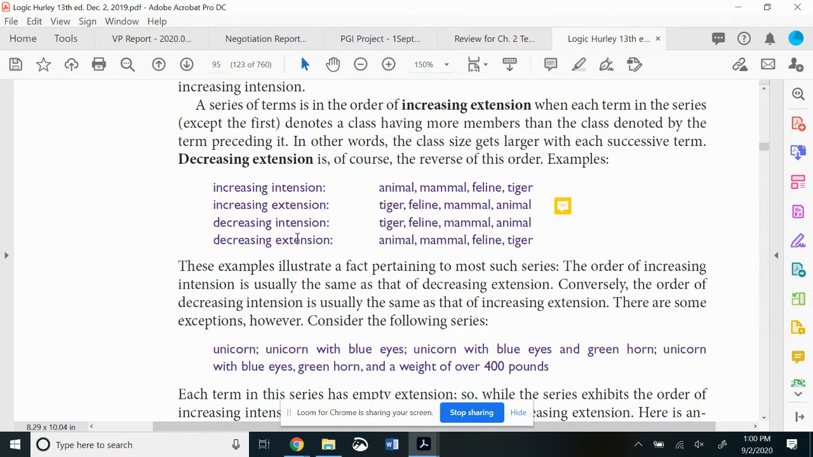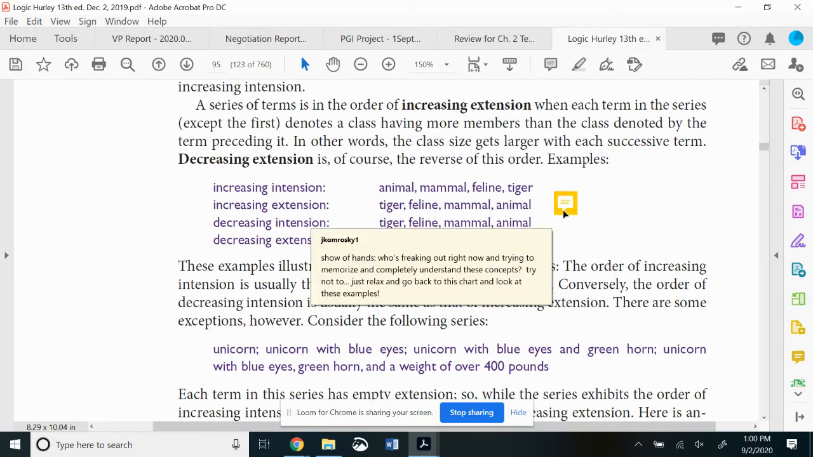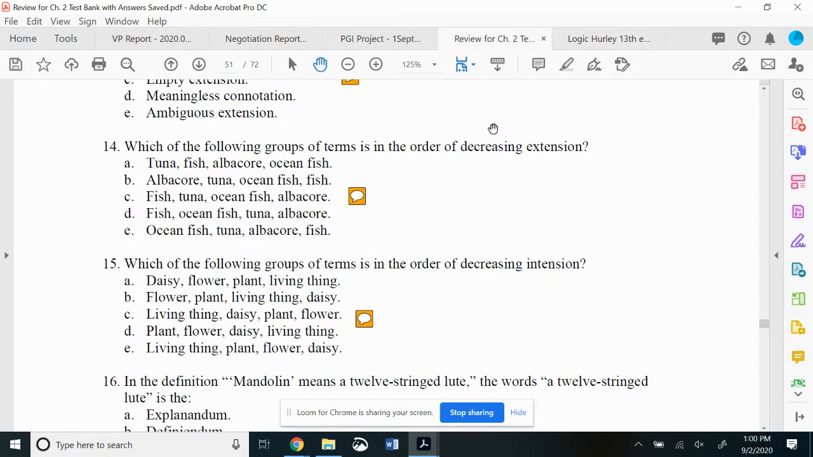So what if we were to increase extension? It means we start with something less in reality, like tigers. There are fewer tigers in the world than there are animals. And then we start stripping away properties and attributes. We don't have a tiger anymore. Now we have a feline. Now we don't have a feline anymore. We just have a mammal, now an animal. So anyways, look at this chart. It will answer at least 4 different possible questions.